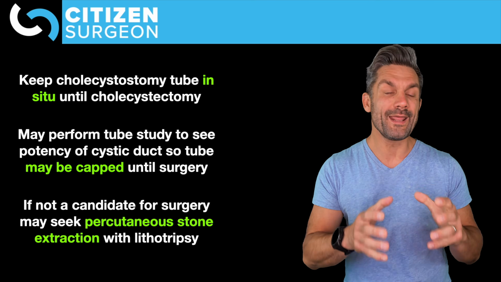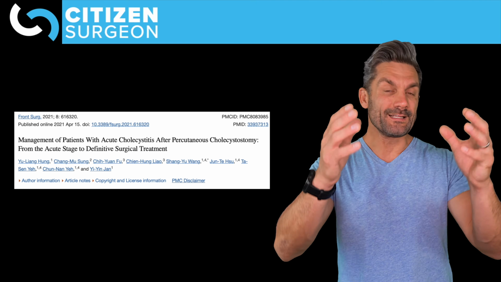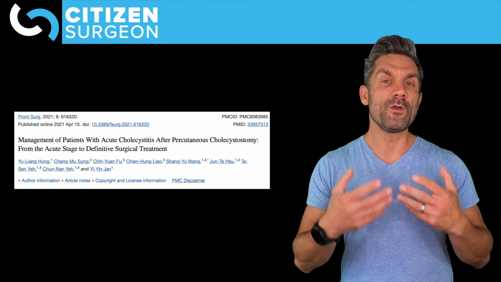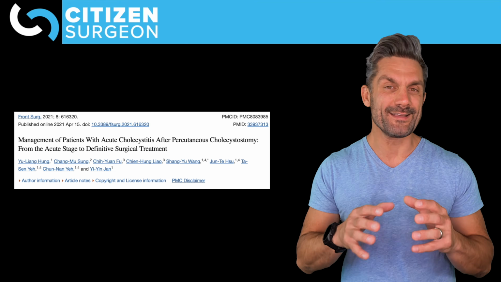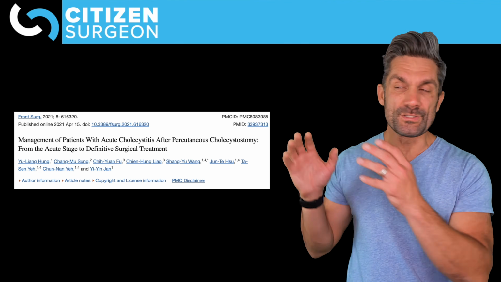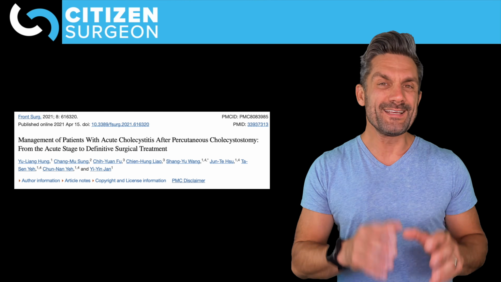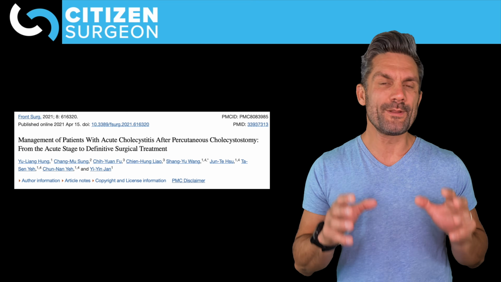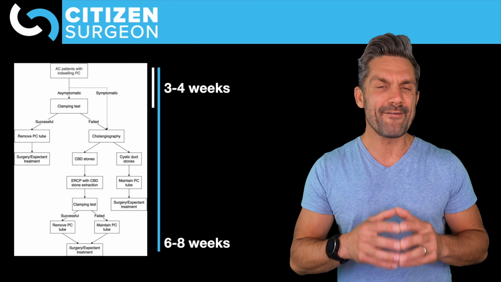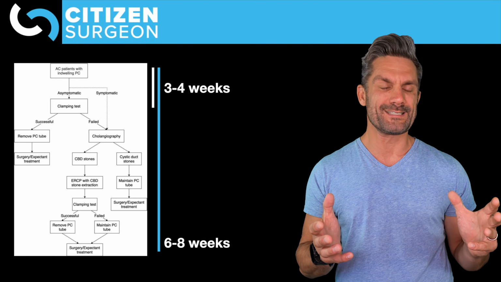Now I want to check out a really interesting paper that gives us a nice clinical pathway after we've put this percutaneous cholecystostomy tube in. So check this out. This paper is freely available, and I'll put a link in the description. It's about managing cholecystostomy tubes. So let's go to this flow diagram. We have acute cholecystitis. They weren't a surgical candidate. They got a cholecystostomy tube.